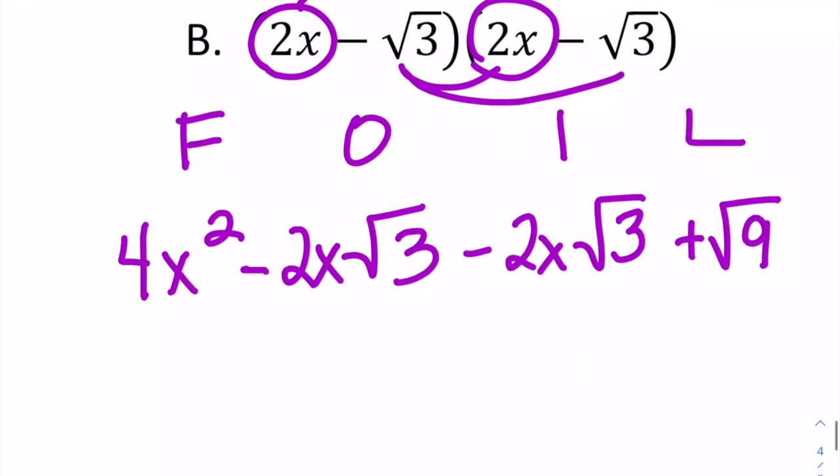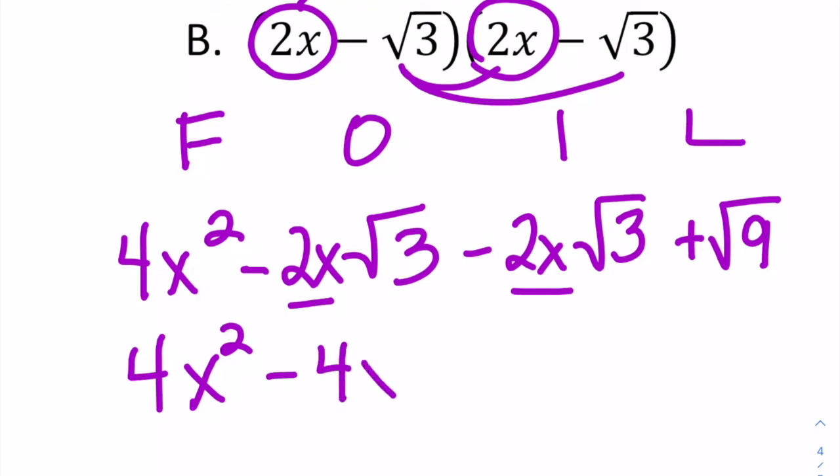So let's just simplify this. So we have 4x squared. We're going to have like terms here. So negative 4x root 3 plus 3.